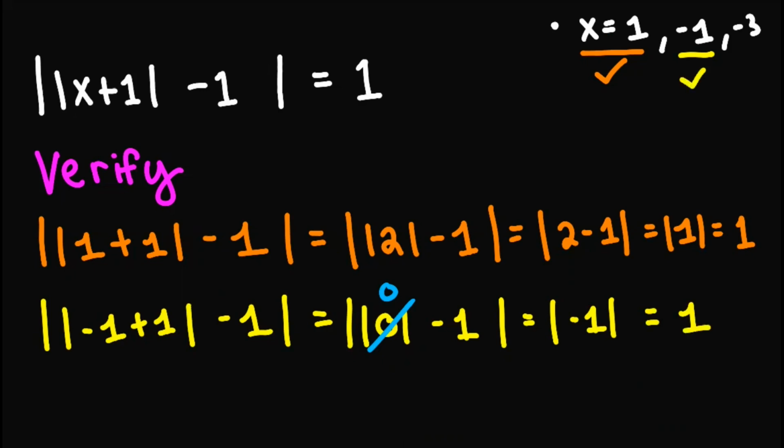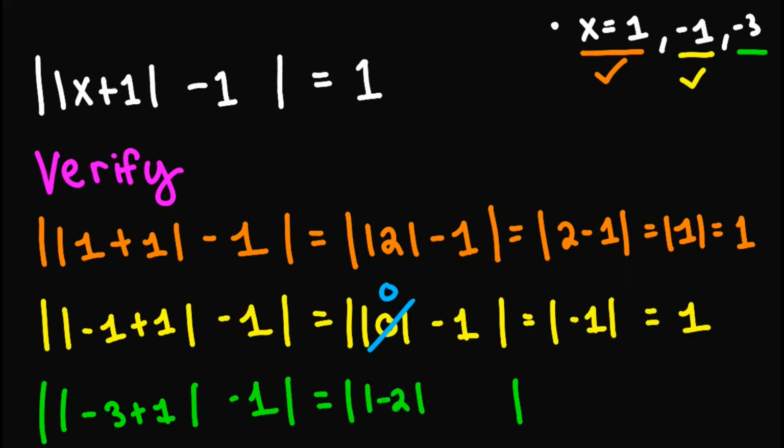Third one, or the last one, at x equals negative 3. We have the absolute value out here of negative 3 plus 1 minus 1. So simplifying this, we'll have the inner absolute value be negative 2 minus 1. The absolute value of negative 2 is simply 2, minus 1, simply the absolute value of 1, or simply 1. So negative 3 is also a valid solution.